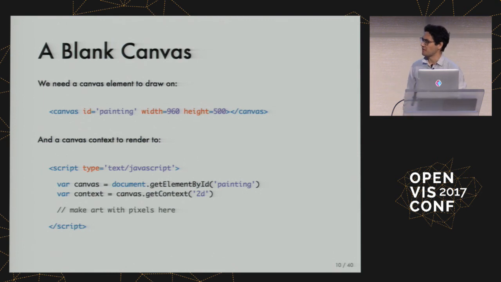We need some boilerplate. Boilerplate sucks, especially for beginners, because you can't do anything until you have it. The nice thing about Canvas is it's not too bad. You need one Canvas element, and then one script element to put your JavaScript in. And then you need to do this scary stuff, some DOM selection. And then you need to get the canvas, and we'll render on the 2D context. So almost everything I talk about for the rest of the talk in terms of rendering is going to happen on this 2D context.